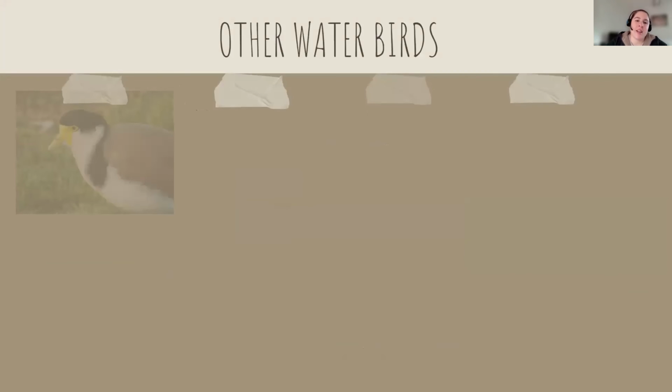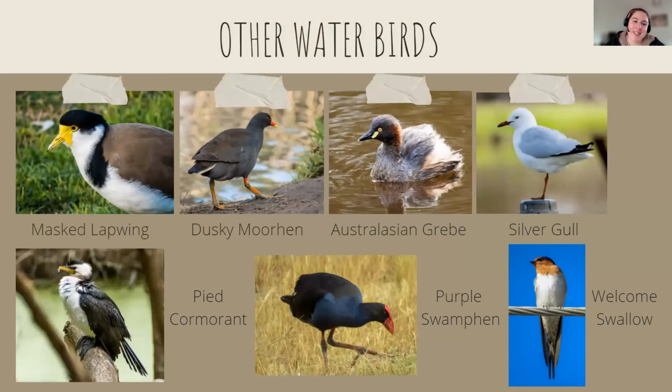Okay, here I will blitz through the other water birds. So we have a masked lapwing. You can tell they have the bright yellow mask. These guys, I think some people call them plovers. Lapwings are a type of plover, but their most common name is a masked lapwing.